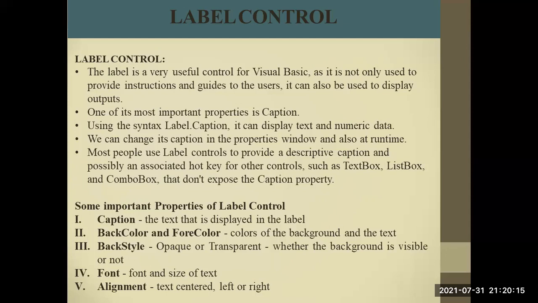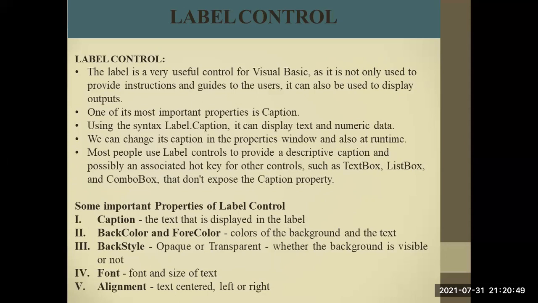You go to the property window, where you will have the option for changing it, or if somehow you're not able to do that, then you can perform this one. So it can be used on text and limited data. We can change this caption in the property window as well as at runtime. If someone wanted to change it at programming time, we can also change it at runtime, while we are running the program.